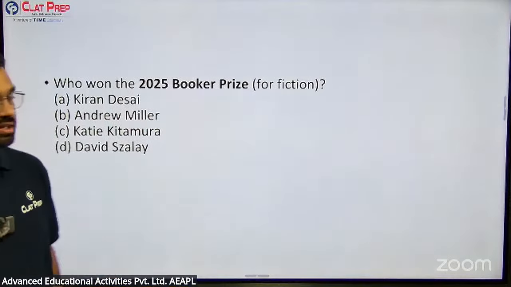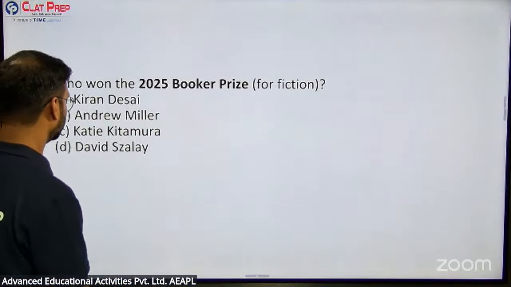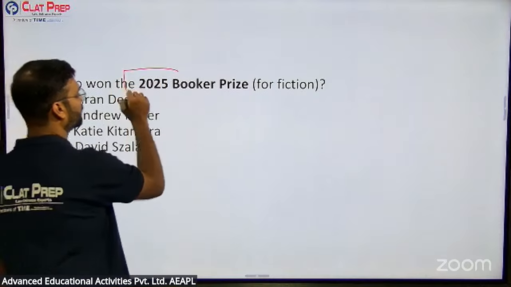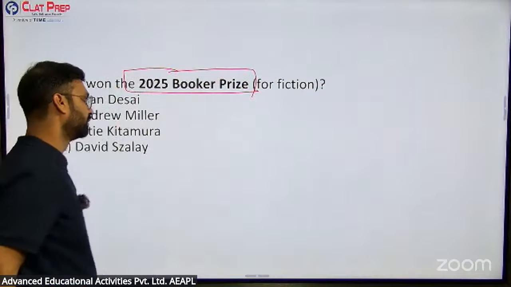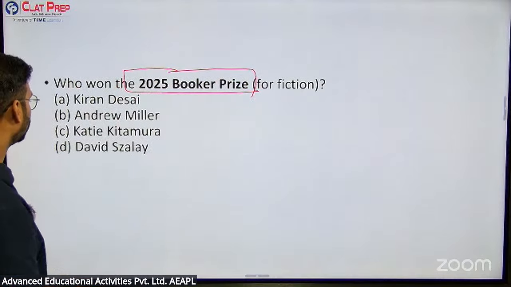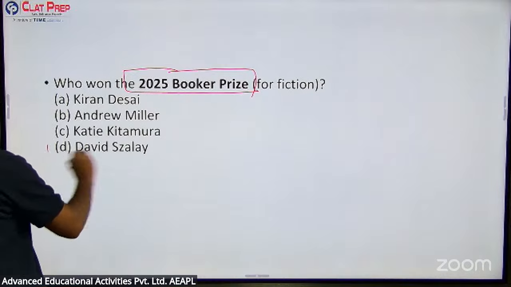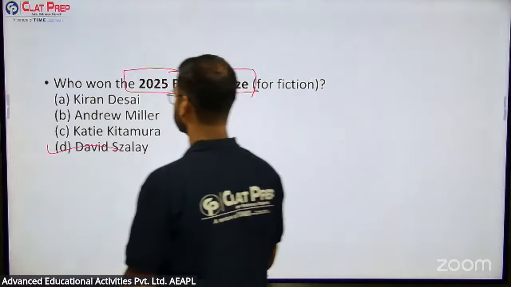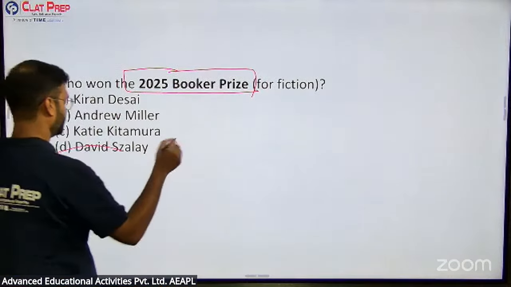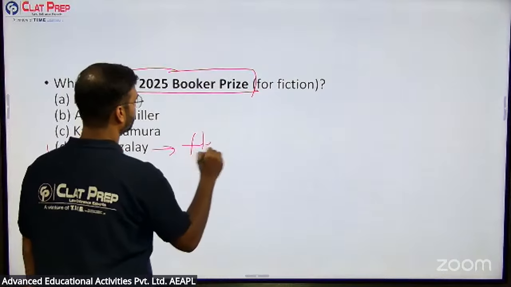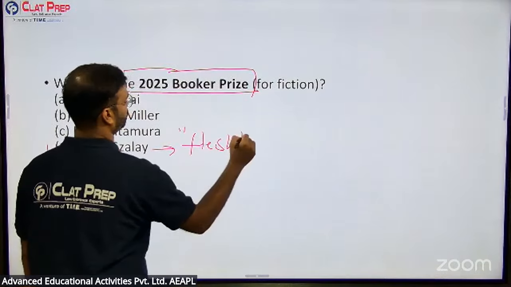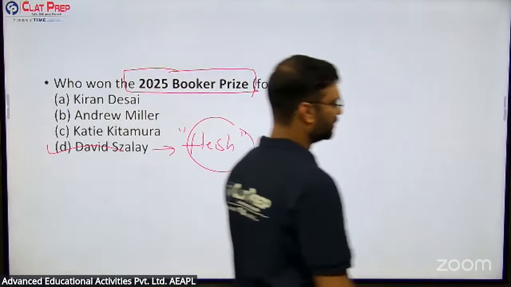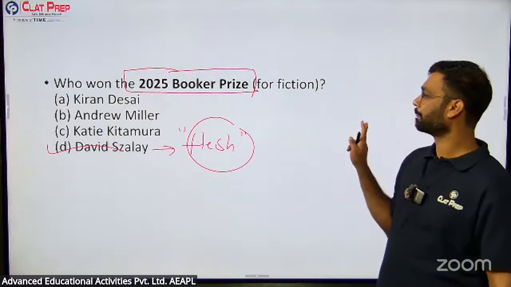Again, next question is also from books and awards. Who won the 2025 Booker Prize? Again, a very important one this year. Booker Prize is awarded to David Szalay. David Szalay has been awarded the Booker Prize for his novel called Flesh. This is the name of the work for which he has received the prize.